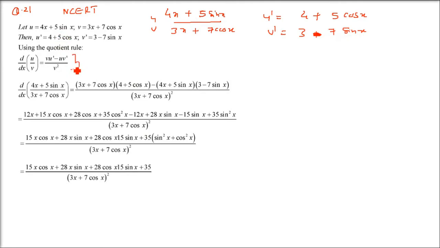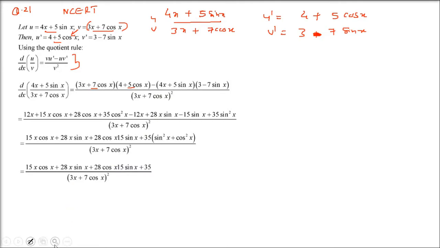Now what we have to do? We have to multiply v and u dash. So we have to apply the quotient rule. So vu dash minus uv dash we have to do. And then these two multiplication, then 4x plus 5 sin x multiplied by 3 minus 7 sin x. And then in the denominator we have v square. This is 3x plus 7 cos x whole square.